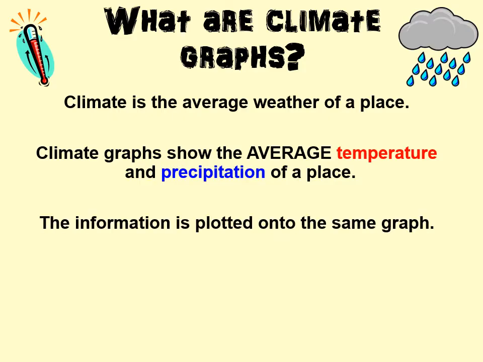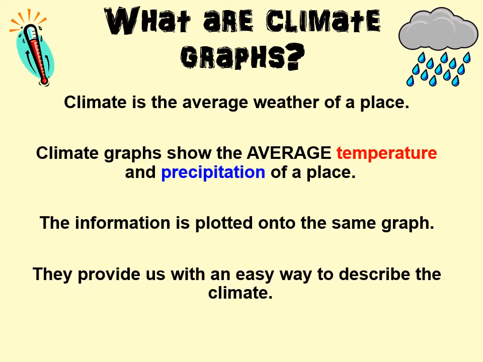The information that we have, so the temperature and the precipitation, are both plotted onto the same graph for a climate graph. We have a bar graph and we have a line graph together. And these provide us with an easy way to describe the climate of a place.